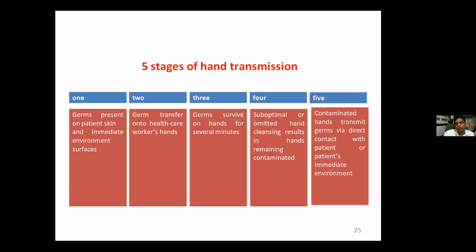If you observe, the infection spreads in 5 steps of hand transmission. The first step, germs contaminate the hands. Second step, germs transfer to other healthcare workers' hands, causing cross transmission. Third step, germs survive for a longer duration if you don't immediately do hand hygiene. Fourth step, if hand hygiene is done, but not by the proper steps for the proper duration, the hands remain contaminated. Fifth step, the contaminated hands can transmit the infections to other healthcare workers, patients, other visitors and others. So this is how the transmission of infection occurs through hands.